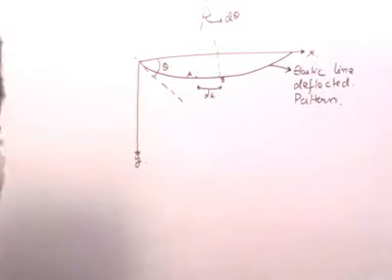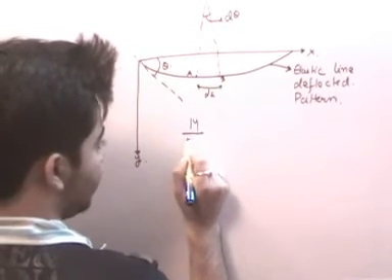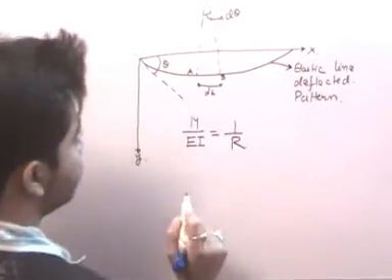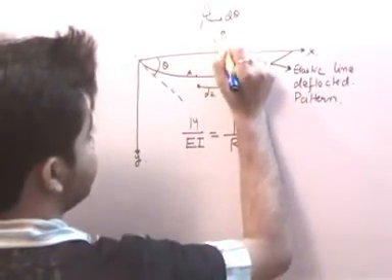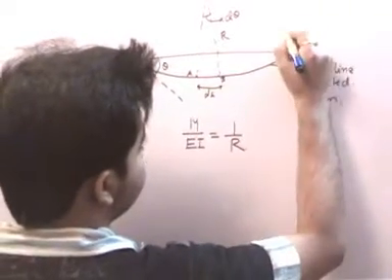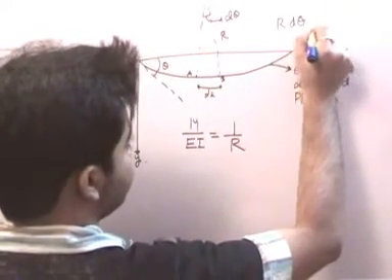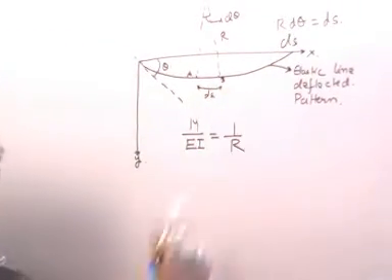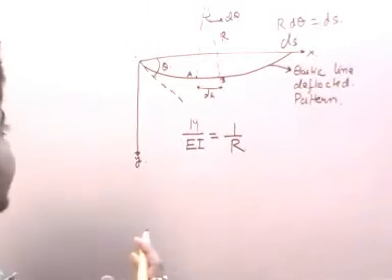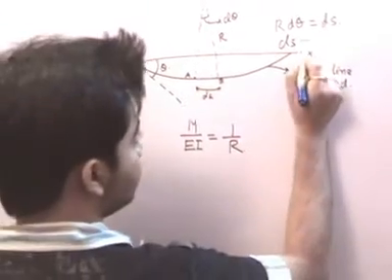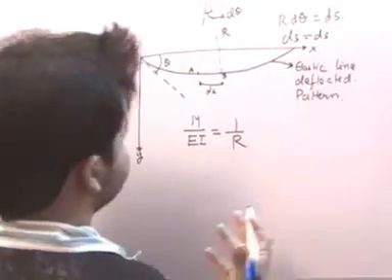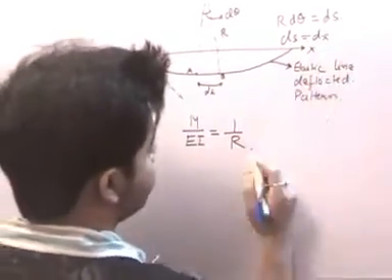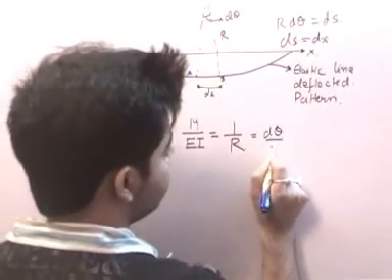Now from the bending equation we know that M by EI is equal to 1 by R. From here we know this is my radius, so R d theta is equal to ds. Now as it's an elastic curve, ds can be taken to be equal to dx, because there is very small deformation as such. So ds can be taken as dx, and I can write this in the form of d theta by dx.